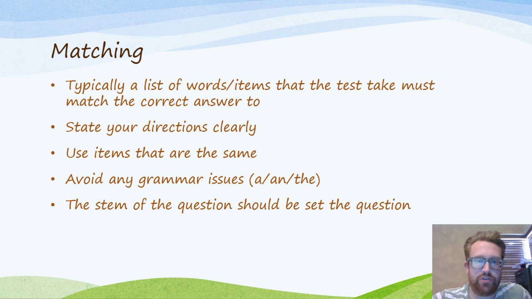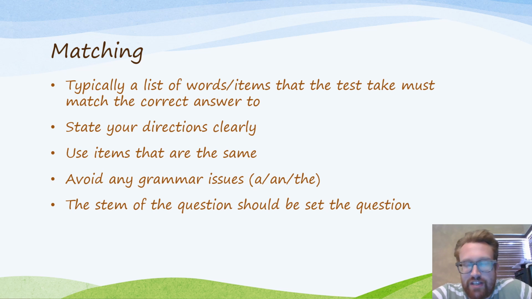Matching. In matching, you're typically matching a list of words or items in a column on the left to an answer on the right, and it's usually done by letters. You match the letter to the number. When you do this, make sure you state your directions clearly. You want to make sure it's not open to any interpretation. You say match. You want to make sure you say what you want them to do.